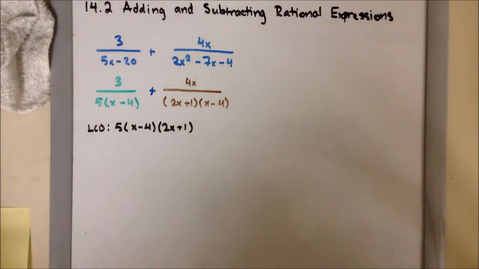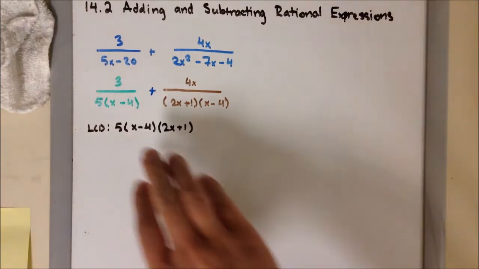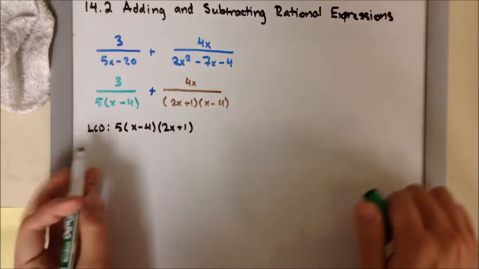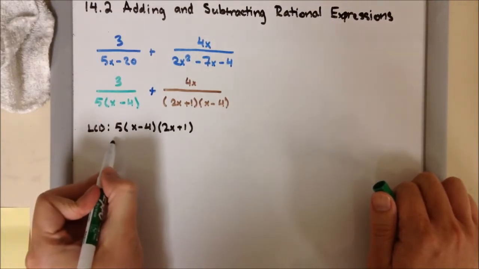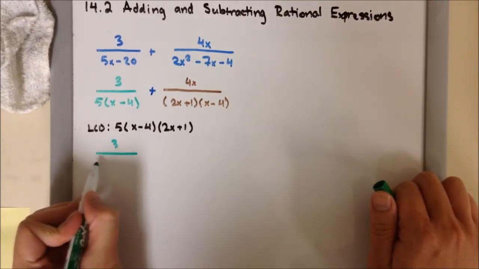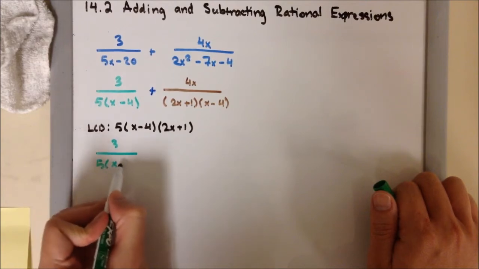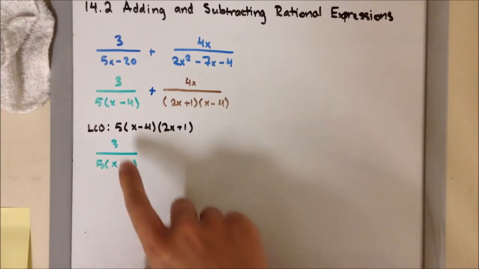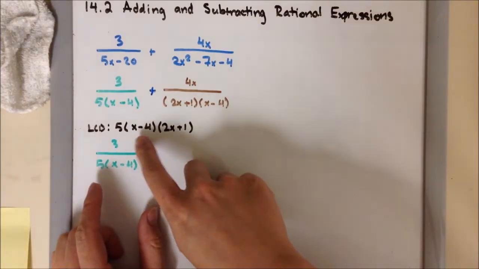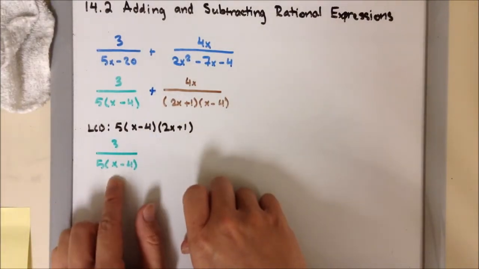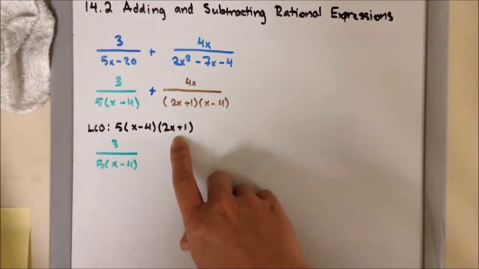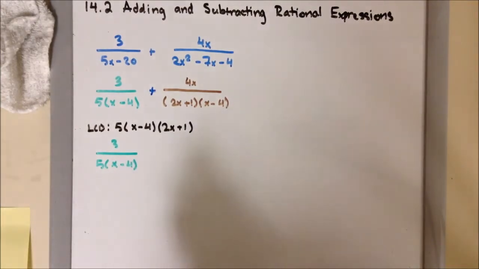Alright, what we're going to do next is get a common denominator. So in the first fraction, I'm going to write down here 3 over 5 times x minus 4. Now, according to the LCD, we have 5, x minus 4, and 2x plus 1. In the first fraction, we have the 5 and the x minus 4, but we're missing 2x plus 1. So what we're going to do is multiply top and bottom by 2x plus 1.